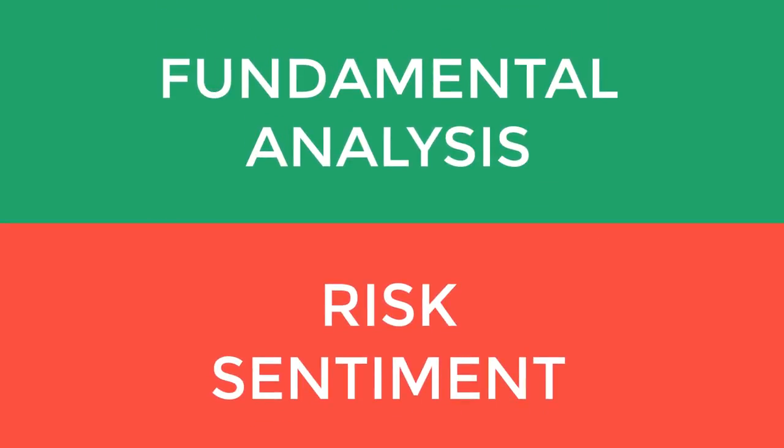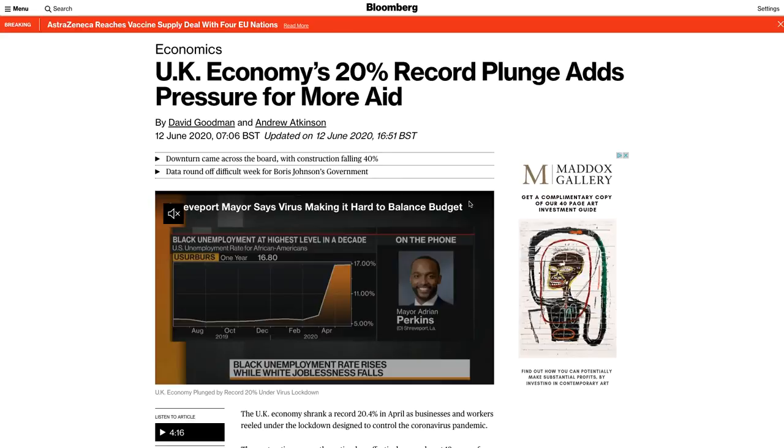So, starting off on the fundamentals and risk sentiment, as we always do every week, as fundamentals and risk sentiment are the drivers of price, and it allows us to determine whether we should be buying at demand or selling at supply. The UK economy's 20% record plunge adds pressure for more aid. So not good news for the UK economy.